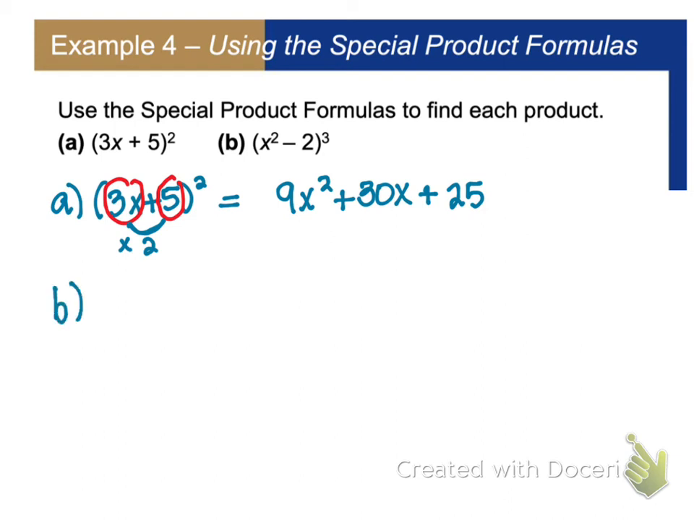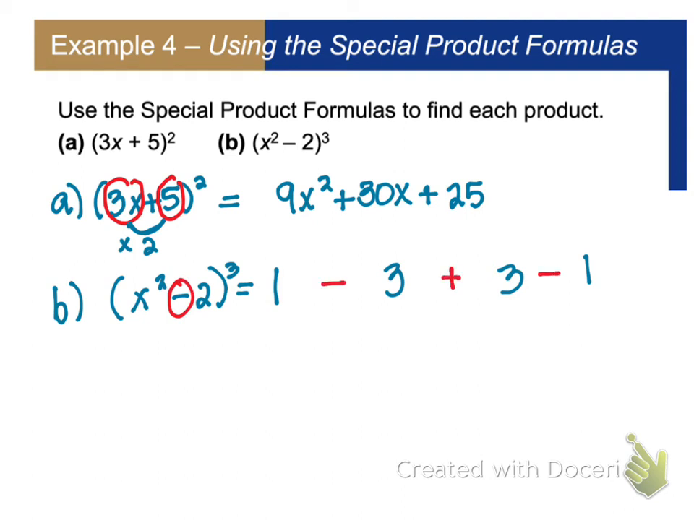Okay, let's try another one, B. So this time, it's a difference of cubes. So we have x squared minus 2, and we want to cube it. Remember how that worked: we'd first start off with these coefficients of 1, 3, 3, 1. And you may even want to put the signs in. Because if this is a subtraction, we know that they're going to alternate starting with negative. So it'll be minus, plus, minus, and then minus.